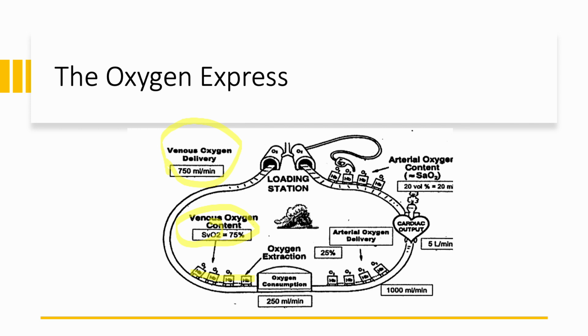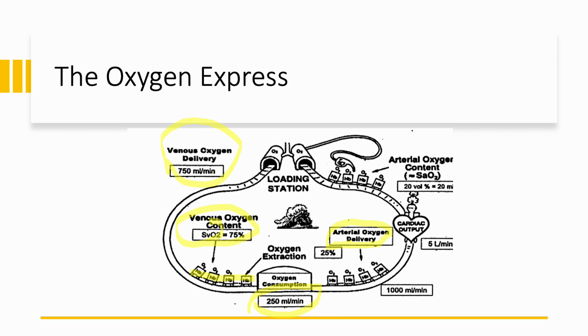Arterial oxygen delivery, about 1,000 mL per minute, refers to the oxygen carried by arterial blood. It's provided by cardiac output and measured via arterial oxygen content, your SaO2. Oxygen extraction is when the body typically extracts about 25% of oxygen from arterial blood for tissue metabolism. It occurs at a rate of 250 mL per minute.